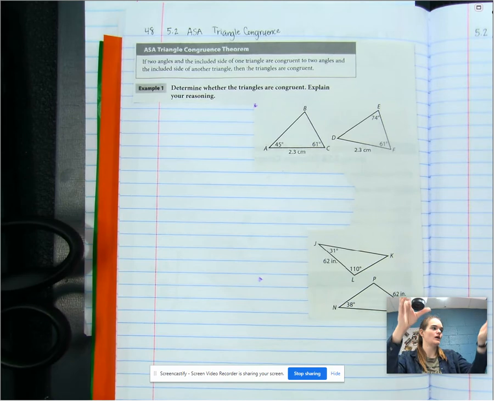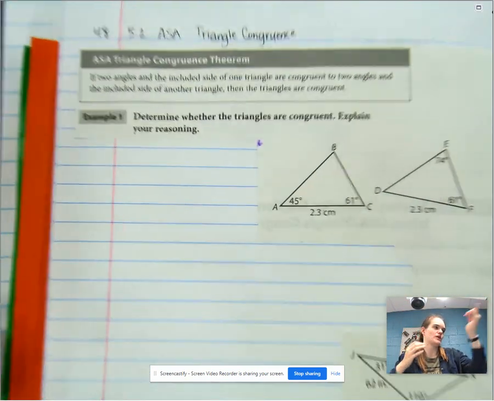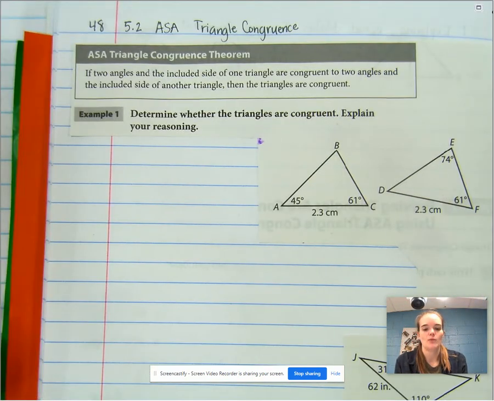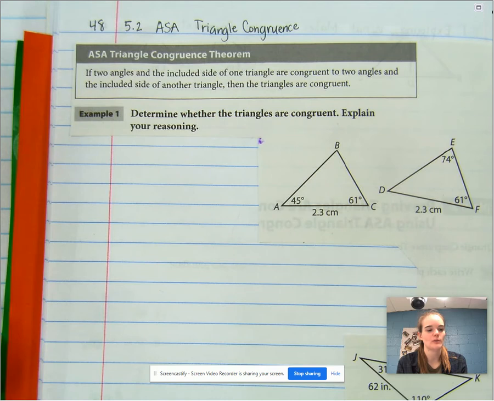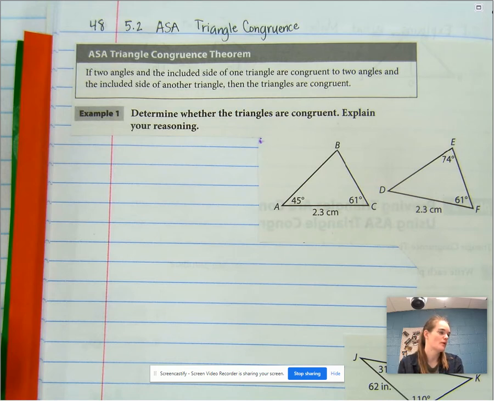All right, so let's talk about the angle side angle triangle congruence theorem. One thing that is very important with these is you being able to recognize which theorem you're using. Of course, that's not a problem today because you only know one, but it will be later. So angle side angle, if 2 angles and the included side, that means the one in between, of one triangle are congruent to 2 angles and the included side, the one in between, of another triangle, then the triangles are congruent.